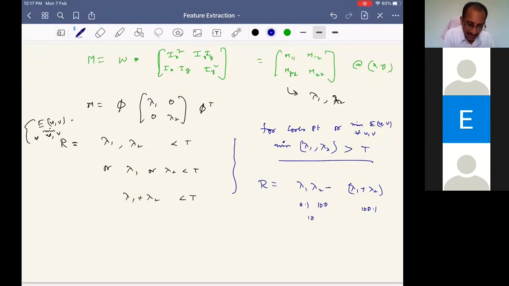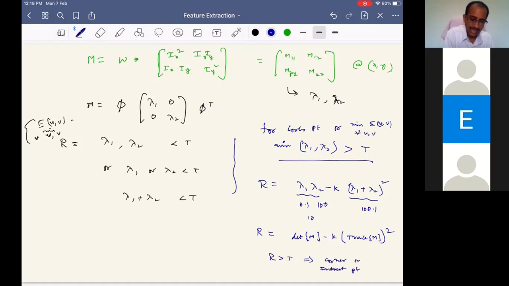So his measure is formulated based on the product of eigenvalues and the sum of eigenvalues. The advantage of formulating this is, no need to find eigenvalues now. The reason being, I know the matrix M anyway. I can find the determinant of matrix M minus K times the trace of matrix M, and use that simply to find the measure R. And if R is greater than a threshold, it's a corner point.